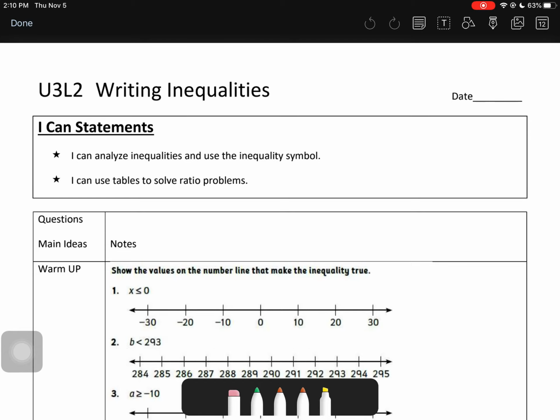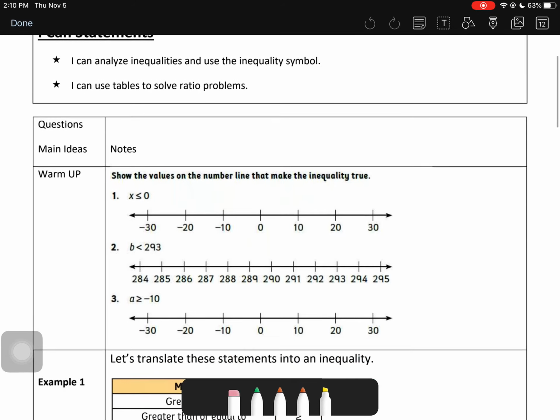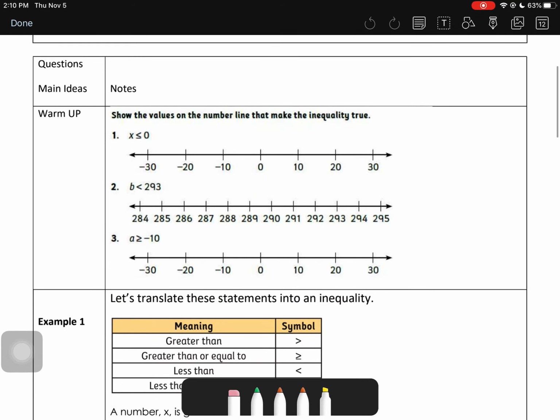In this lesson, we are working on writing inequalities. So to begin, we're going to review what we did in our previous lesson. This says x is less than or equal to 0. So we're going to be at the number 0, and when it's less than or equal to, remember it's a filled-in circle. Less than is going to make the number smaller, and so we're filling that in to the left.